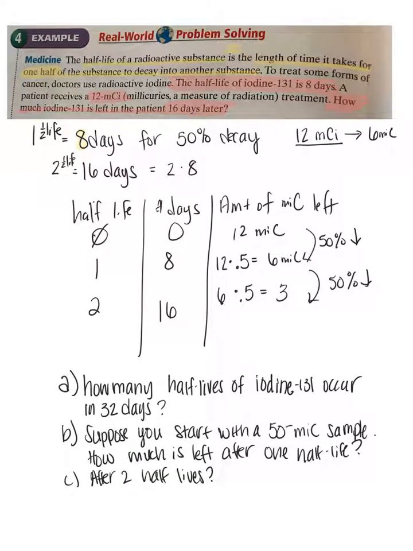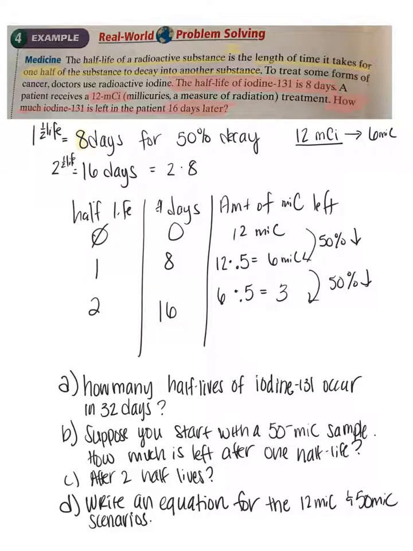All right, so now on your own, I'd like you to answer questions A, B, and C. Remember that a half-life is always a 50% reduction. How many half-lives of iodine-131 occur in 32 days? Suppose you start with a 50 millicurie sample instead of 12 millicuries. How much is left over after one half-life? What about after 2 half-lives? Lastly, write an equation for the 12 millicurie and the 50 millicurie scenarios, using what you know about exponential equations and especially exponential decay.